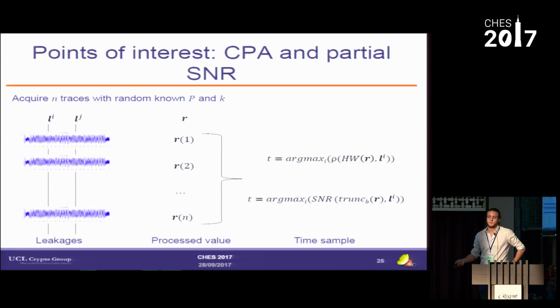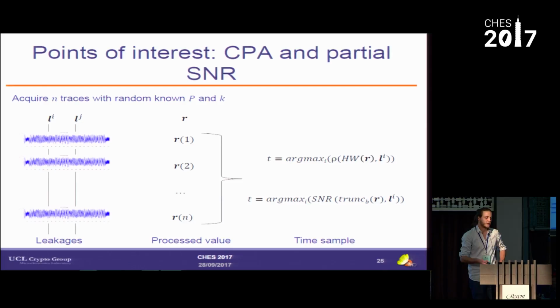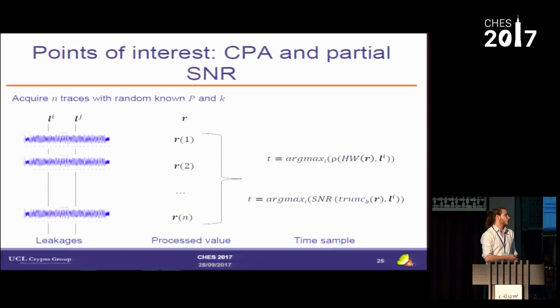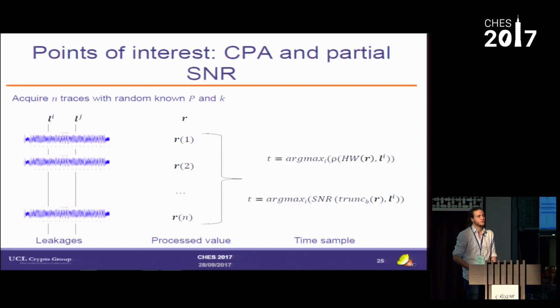For a CPA, basically, you just take the values of the registers and you compute the correlation with your time sample. For the partial signal-to-noise ratio, it's basically the normal signal-to-noise ratio, but you truncate the values of 32 bits into B bits only. And why do we do that? Because there are two reasons. If we wanted to compute the normal SNR on 32 bits, it would not really be feasible because we would need more than 2 to the 32 traces.